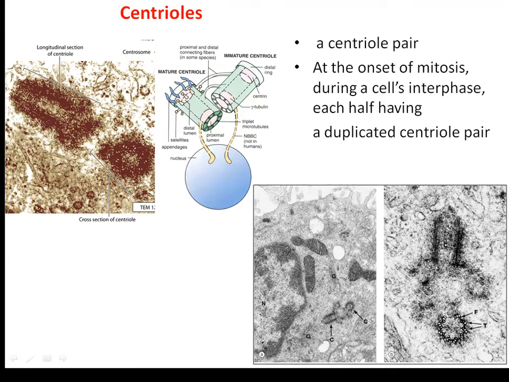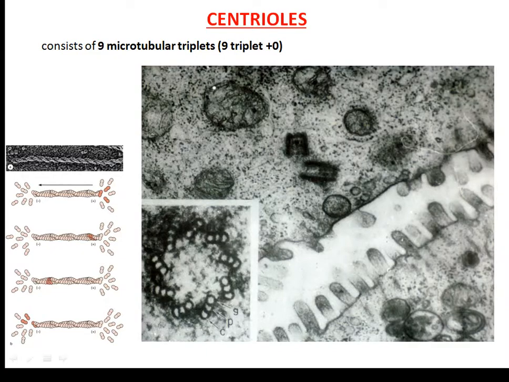As we can see, two centrioles are located at a right angle to each other, and at the onset of mitosis, during the cell's interphase, each half has a duplicated centriole pair. Under the electron microscope, we are looking here at the longitudinal section and the cross section of the centrioles. And here the centriole structure.